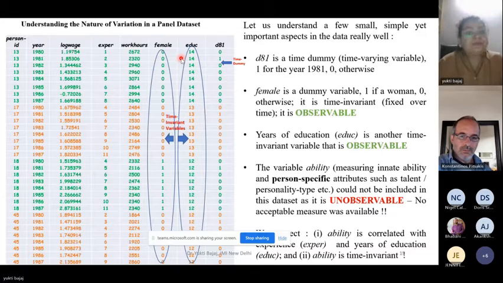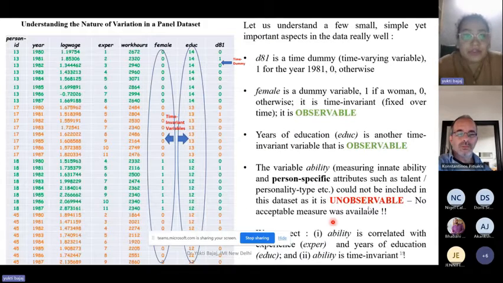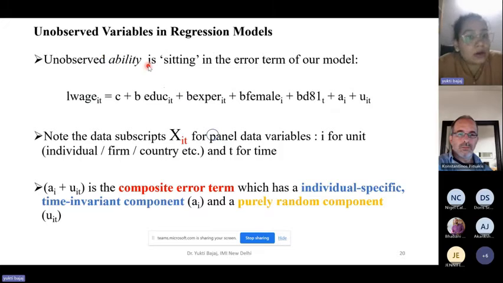Now, what to do? Let's understand. As we saw, ability is unobservable. So where is it in the model? It is there in the model itself. Where? It is in the error term, right? If you remember, in our previous slide, we had log of wage as a function of education, experience, all other factors. And the last term was EIT, if you're able to recall, right?